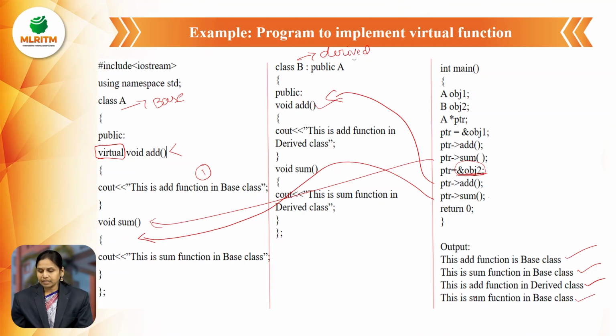Here, why are we getting add function in derived class, but sum function in base class? This add function is declared as virtual in the base class. That's why the control does not execute the base version, and it goes directly to the derived classes. That's why we get the derived class output. So here we are overcoming the problem.